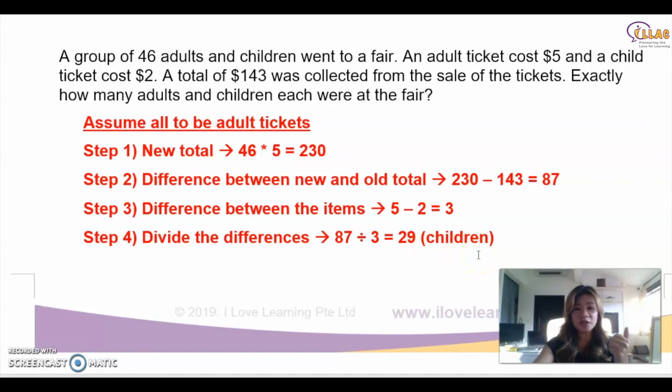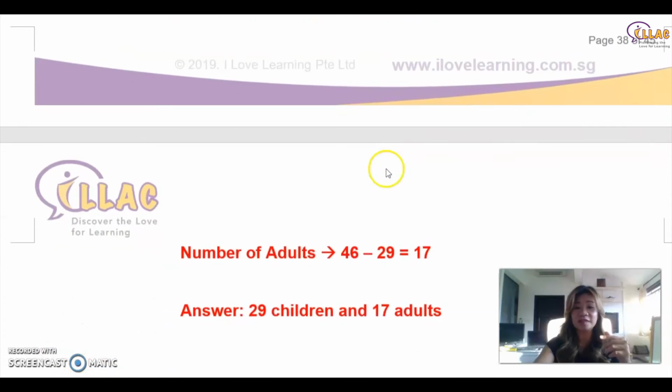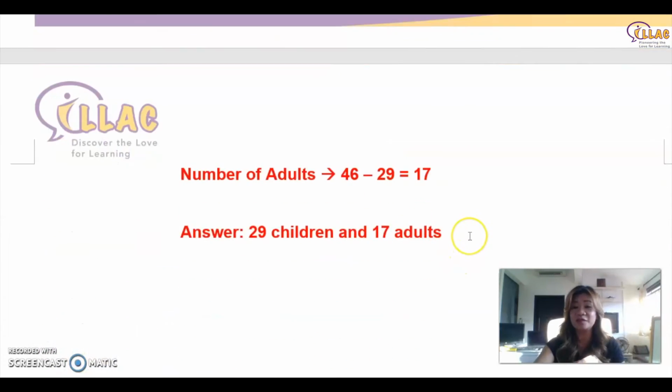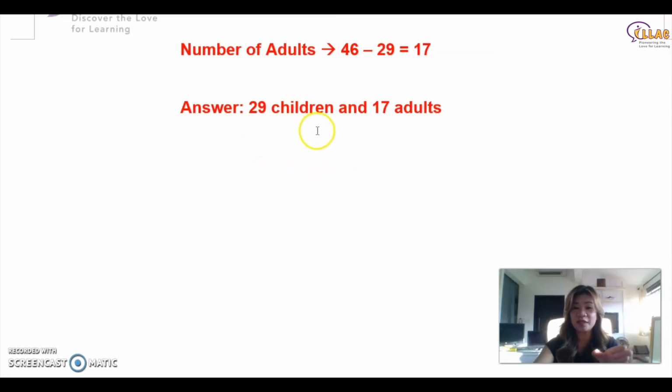Okay, so if you get 29 children, the question is asking you for how many adults and children each were there. So now you have 29 children. Altogether, there were 46 at first. So 46 minus 29, you get 17. Therefore, the answer: 29 children and 17 adults.